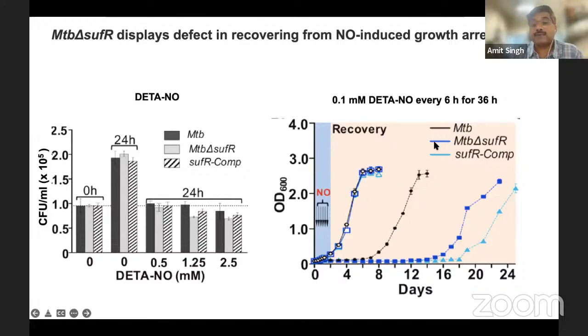So if you look at wild-type MTB here, and you expose it to 6 doses of nitric oxide every 6 hours, you will see that after this exposure, it takes about 7 days for wild-type MTB to recover. Leave aside this panel because this is untreated, but in the NO-treated one, you will see that MTB takes about 7 days to recover from 6 doses of NO before it remains in a non-growing state. However, in the case of the MTB suf mutant, it takes about 14 days to recover from NO. So it seems that the suf mutant has a characteristic defect in coming out of NO-mediated bacteriostasis.